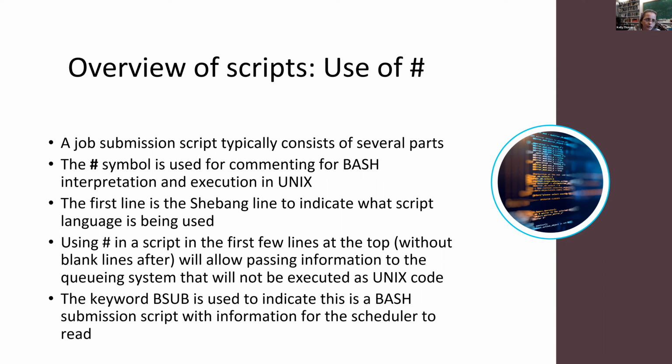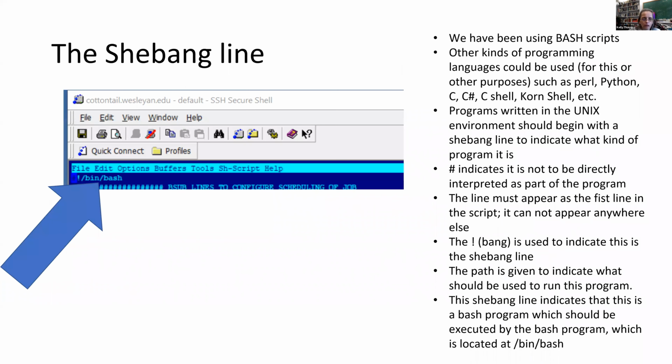The keyword bsub is going to be used to indicate that this is a bash submission script, and it will provide information to the scheduler, that is the software that's going to actually cause your job to be sent off to the queue to then go and get calculated. So that's how you will indicate to the scheduler to read it. So let's take a look at this in a little more detail and actually pull up an example so you'll know what it is we're talking about here.